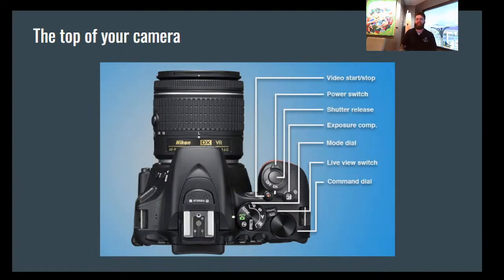Oh, so back to the command dial. So mode dial, that's where you can set how the camera is actually functioning and what it's doing exactly. The command dial allows you then to change what you're controlling. So if you're doing shutter speed, for example, when you turn the command dial, it will then change the rate of the shutter. If you are on aperture and you use the command dial, it'll change the rate of the aperture.